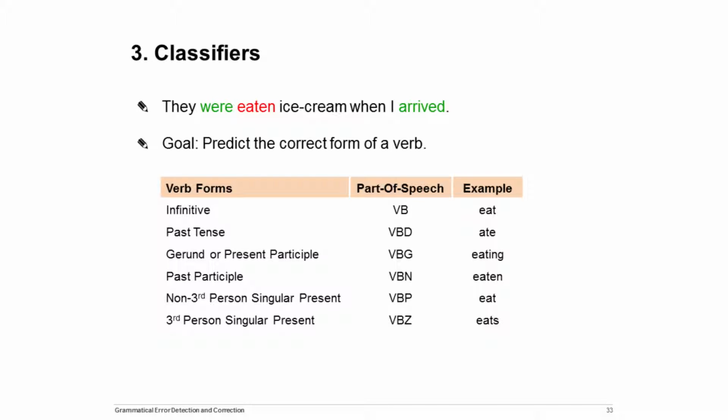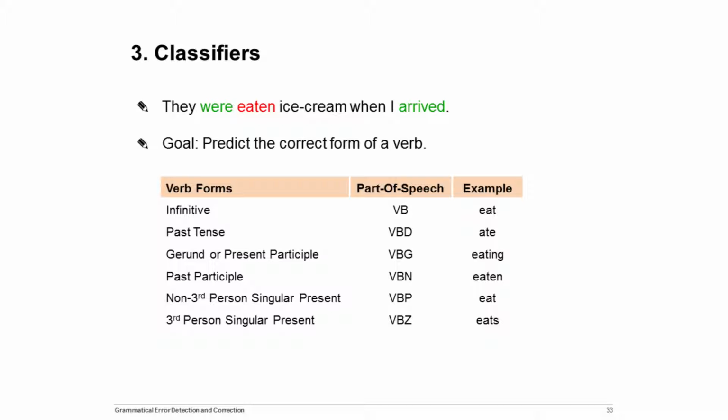So the next option we've got is classifiers. In classifiers, you're basically trying to predict a label given some features. In this case, I've taken predicting the form of a verb. You can collapse that down into these 6 labels here. These are part of speech tags, and these correspond to all the different forms that verbs can have. I've given the example here of eat. You could also substitute be: the infinitive of be is be, the past tense of be is was or were, the ing form is being, and so on.